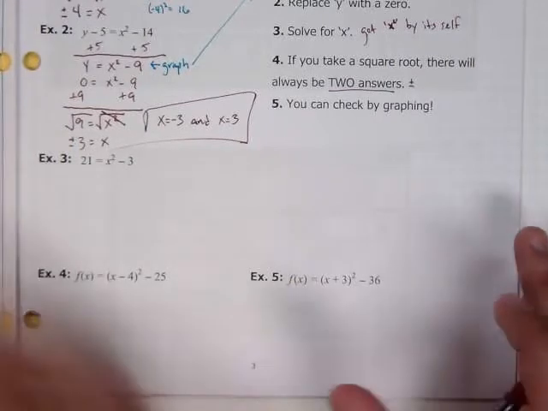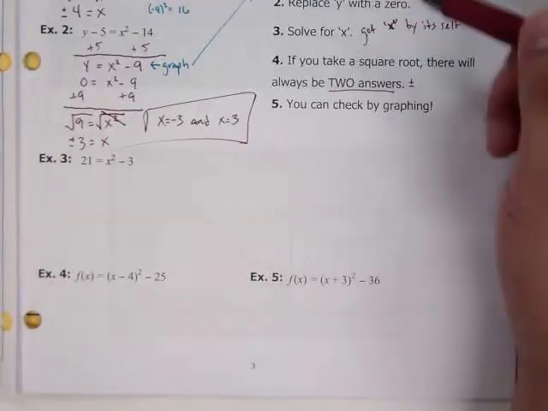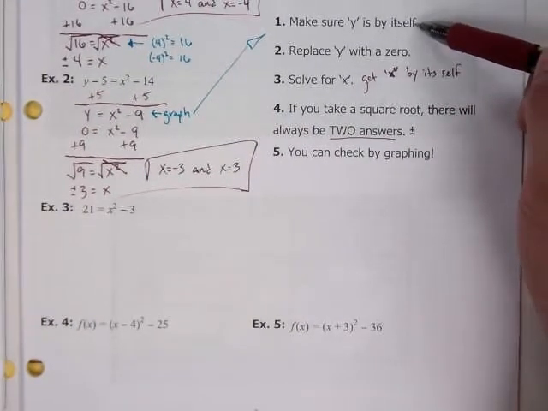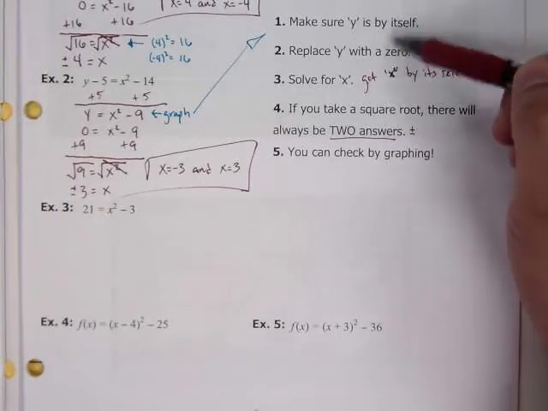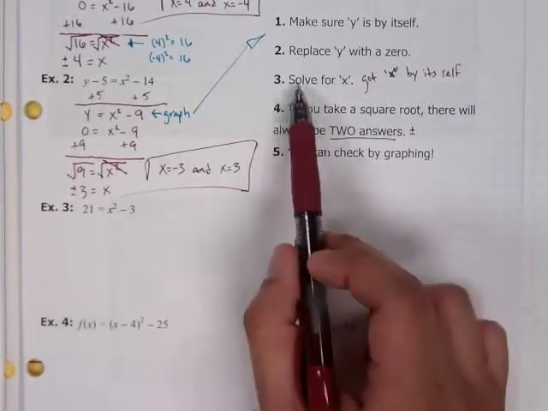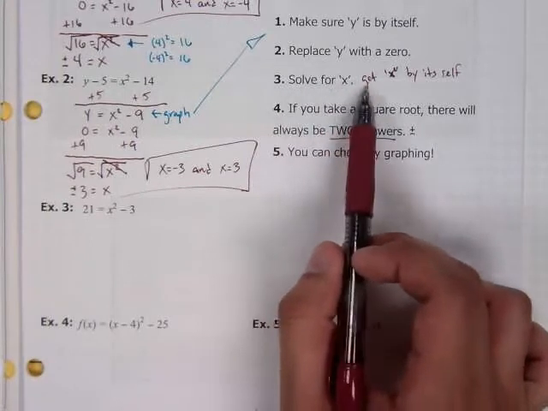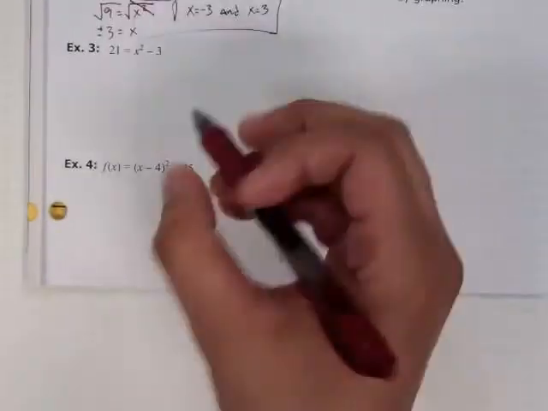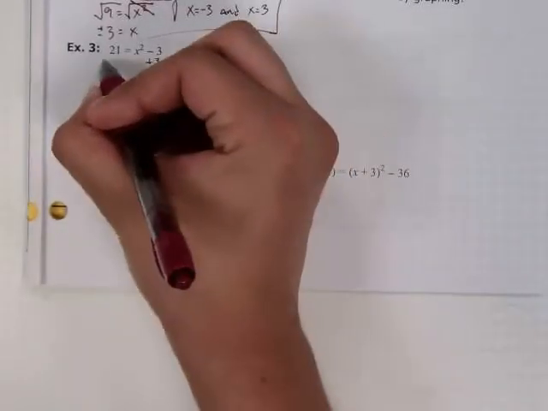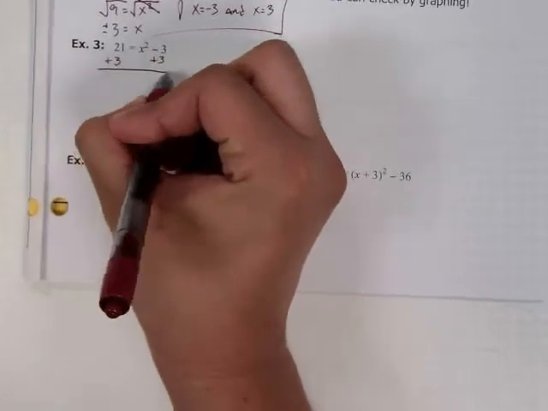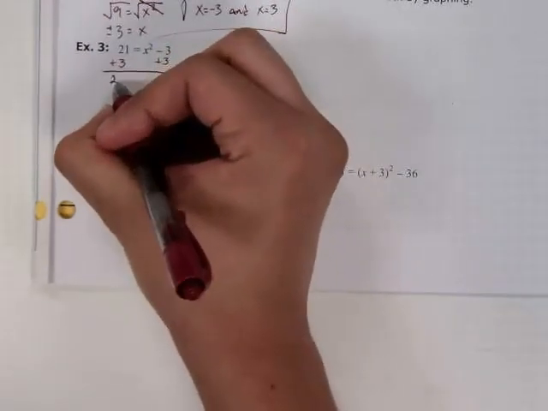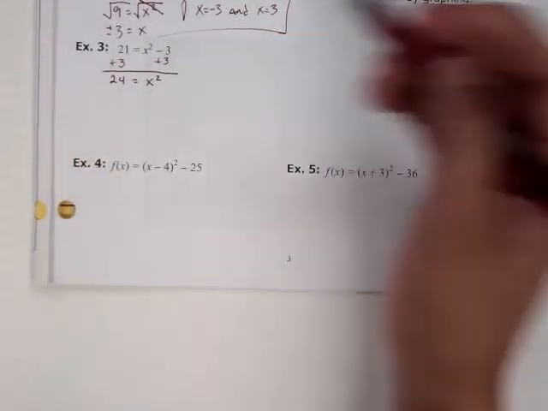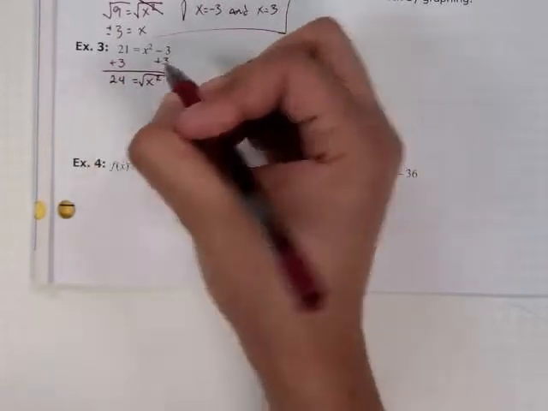Example 3. So notice in example 3 we don't have a y. So we can't do step 1. So we're going to skip step 1. That means we're also going to skip step 2. Step 1 and 2 have to do with y's. There is no y. We can go straight to step 3. Solve for x or get x squared by itself. So the only thing we have to do to get x squared by itself is add 3. 24 is equal to x squared. Now we still have to do step 4. Take the square root, because we have this square we want to get rid of.